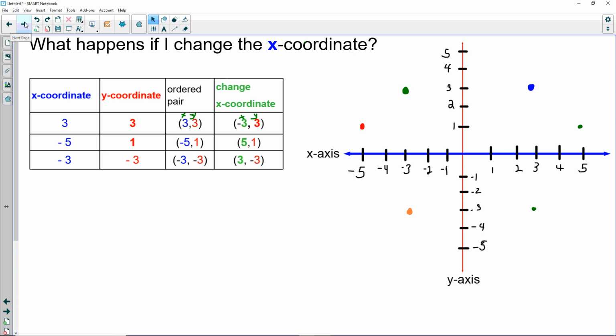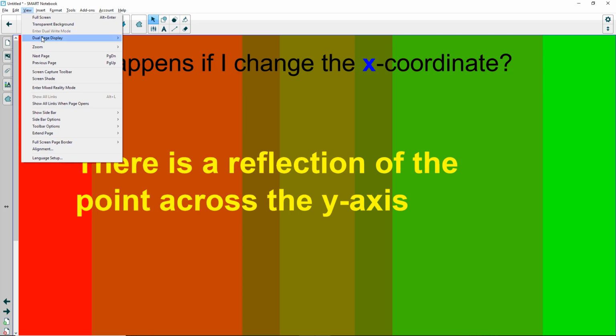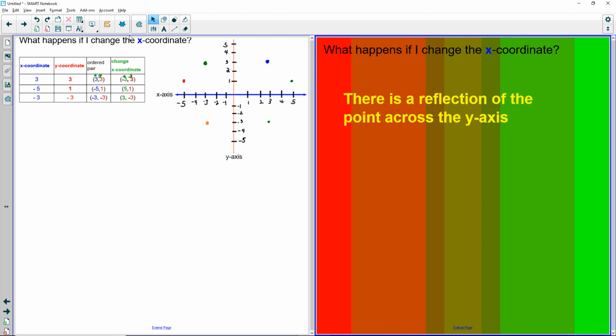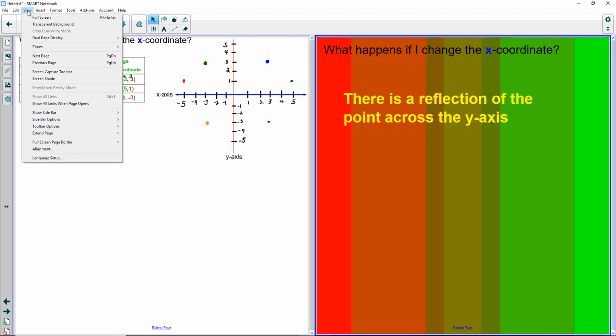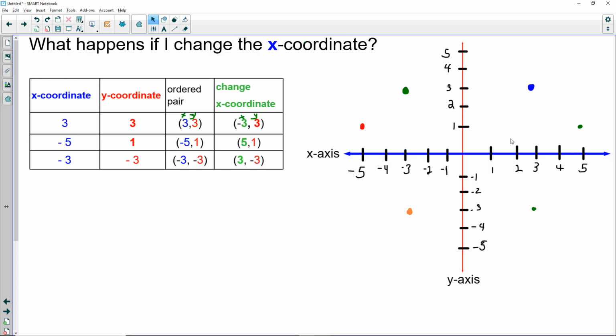And I'm going to reveal what happens. What happens is there is a reflection of the point across the y-axis. Now, I know you're thinking, what do you mean by that? Well, let me show you what we did. Here, when we started out, let me make this larger for you guys, because I want you to be able to see this. Let's take the dual page off and go back.